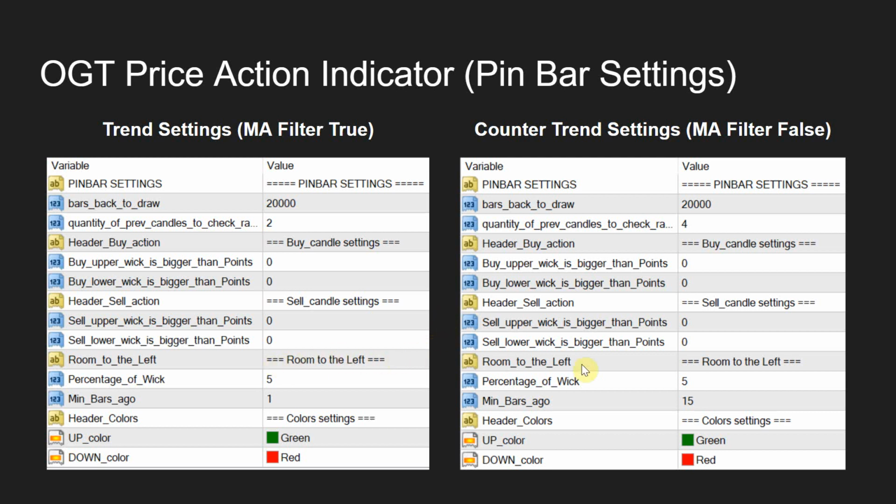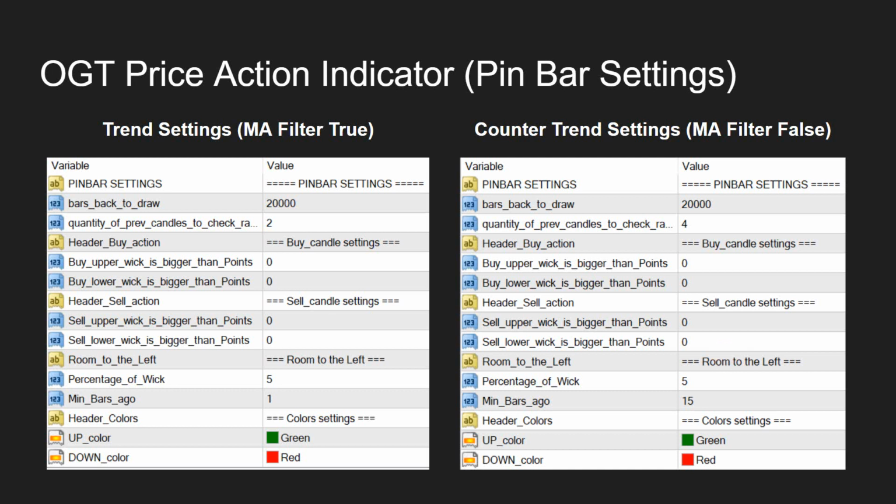The next bit over here is what I believe sets this indicator apart from any other pin bar indicator out there, and that is Walter Peters' concept, room to the left. Now, I've created a dedicated video on room to the left, and I'll link to that in the description and in the top right corner, which goes into it in a lot more detail than I'm about to. But at a very high level, what it's looking at, and I'll talk from a counter trend perspective, and again, it'll be a lot clearer when you see the example.